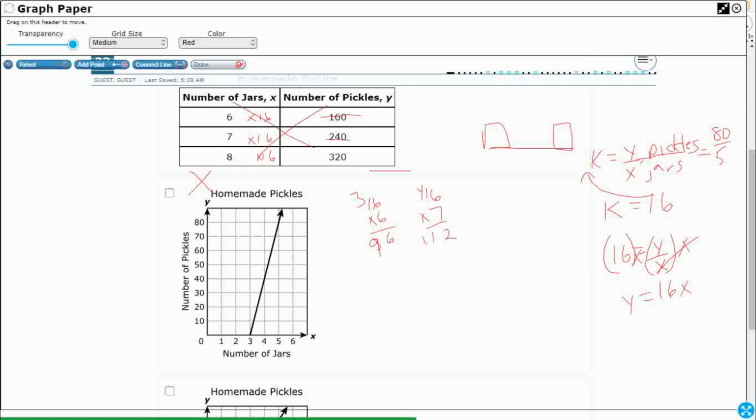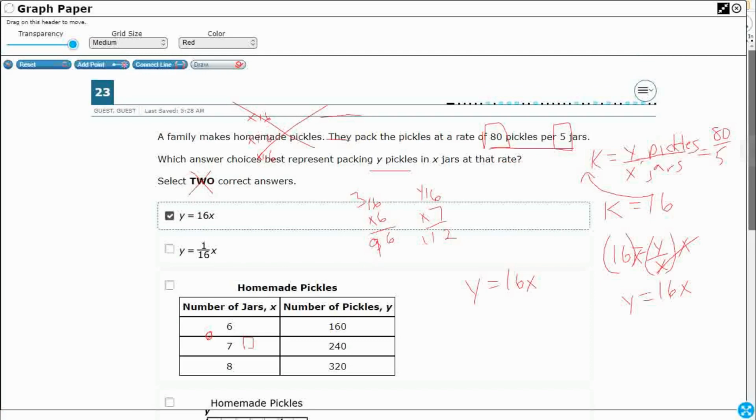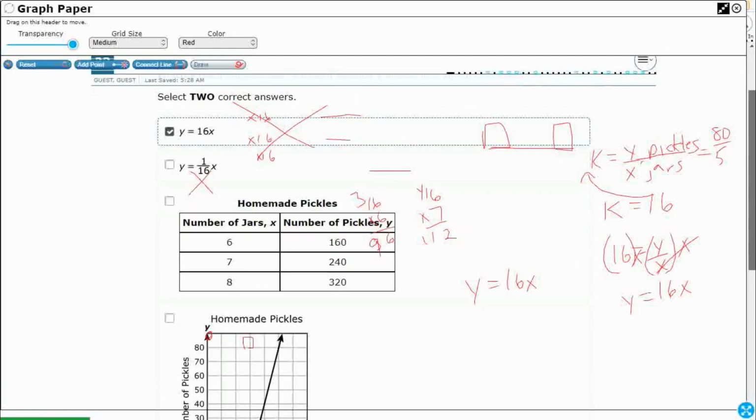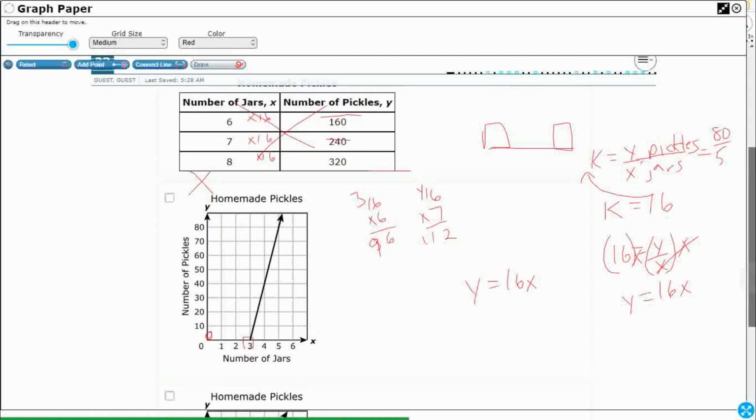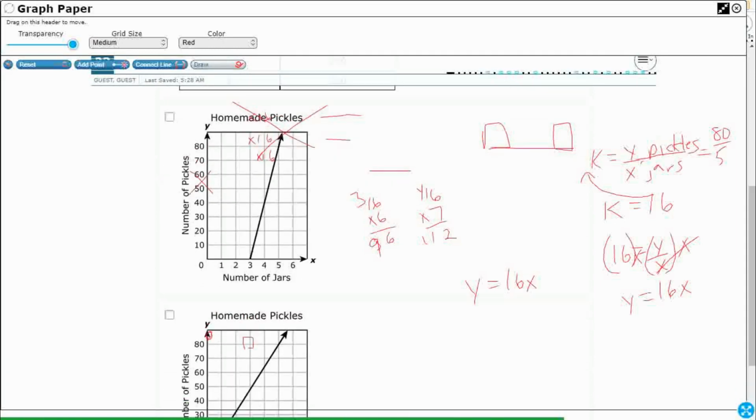Let's check this. That's a weird looking graph, because if it's direct variation, if it's y equals 16x, that means it's proportional, which means it needs to go through the origin. So having it already start with 3 jars is kind of weird. You can't have 3 empty jars. We've got 80 pickles per 5 jars, there's that 16 pickles per jar, so you can't have 3 empty jars. And that's what that looks like right there. It's 3 empty jars. So that one doesn't look very good either.